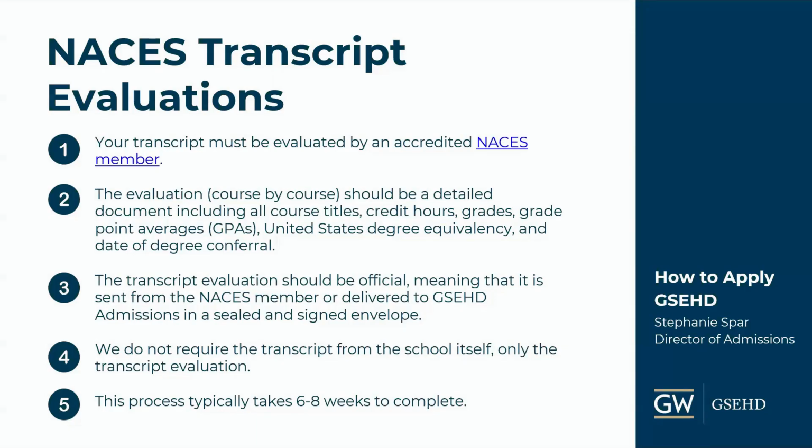The transcript evaluation should be official, which means it has to be sent directly from the NACES member to our admissions office. We cannot accept unofficial evaluations to move your application forward. So again, as I mentioned, with the application deadlines that are coming up, if you have an application deadline that is, let's say, June the 15th, and we don't receive your documents until July 1st, we would not be able to send your application to review by faculty until after all of the documents have been received. So it wouldn't be able to be sent until after the July 1st date.